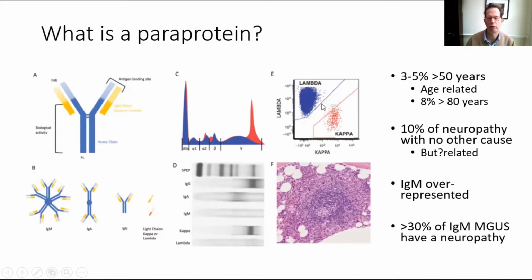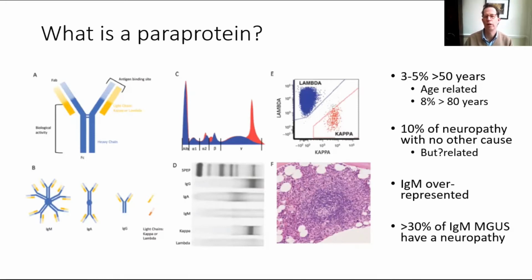With flow cytometry, you can identify an excess of light chain restricted B cells, for instance, here in E lambda light chain restricted B cells, and you can also identify paraproteinic monoclonal disorders in bone marrow. Paraproteins are pretty common, occurring in 3 to 5% of the population over 50 and up to 8 or 9% of the population over 80 years.